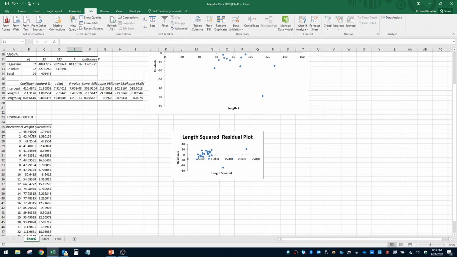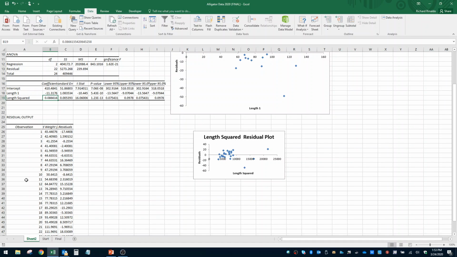And I can also, if I want, tap out the residuals. My coefficients here: the y-intercept is 410. The coefficient for length is -11, and then for length squared is 0.0866.